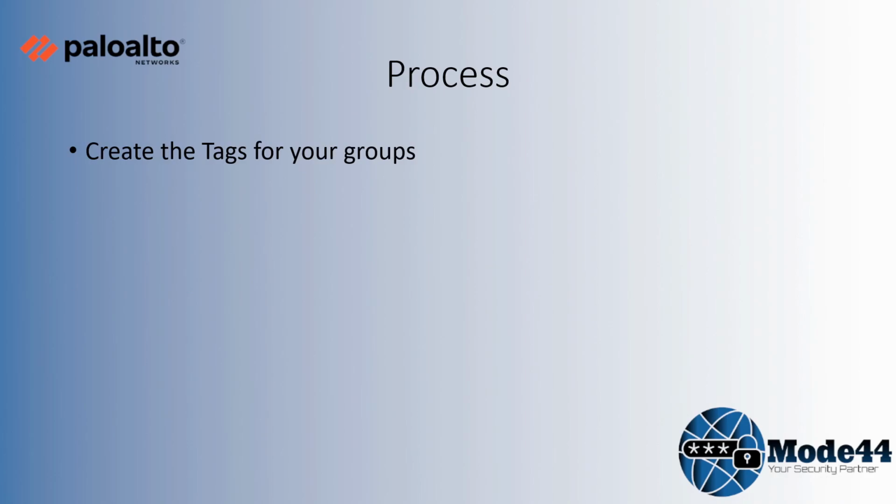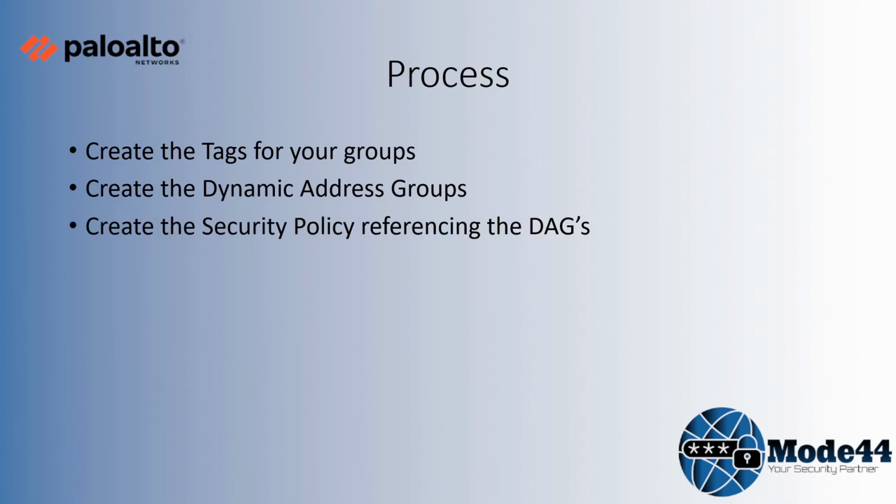The process, as we're going to go through, is actually fairly simple. You need to create the tags first. This is based on tagging for dynamic access groups. Then create the dynamic address groups. So we're going to create a group, make it dynamic and add the criteria as the tag. Then create the security policy referencing the dynamic access group. All dynamic access groups or dynamic user groups aren't populated until they're referenced in a security policy. Then commit the config, nice and simple and straightforward.